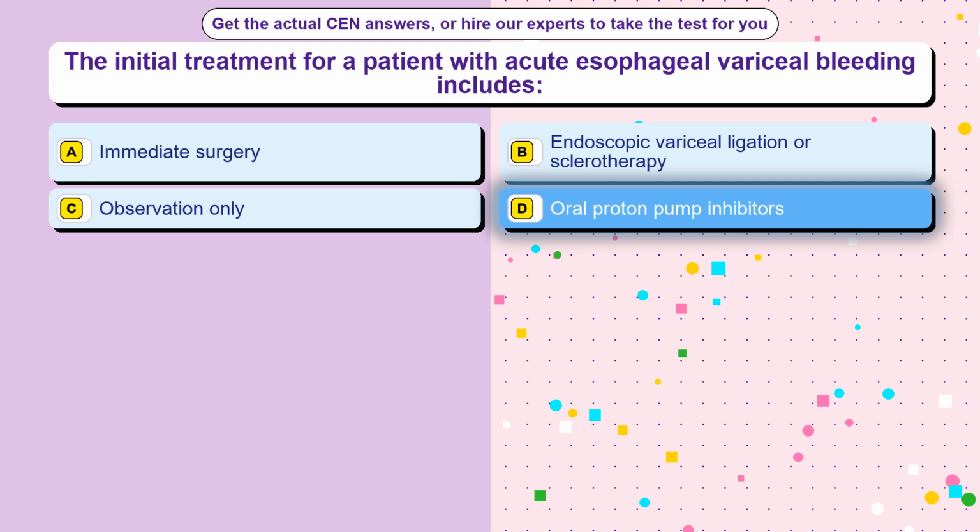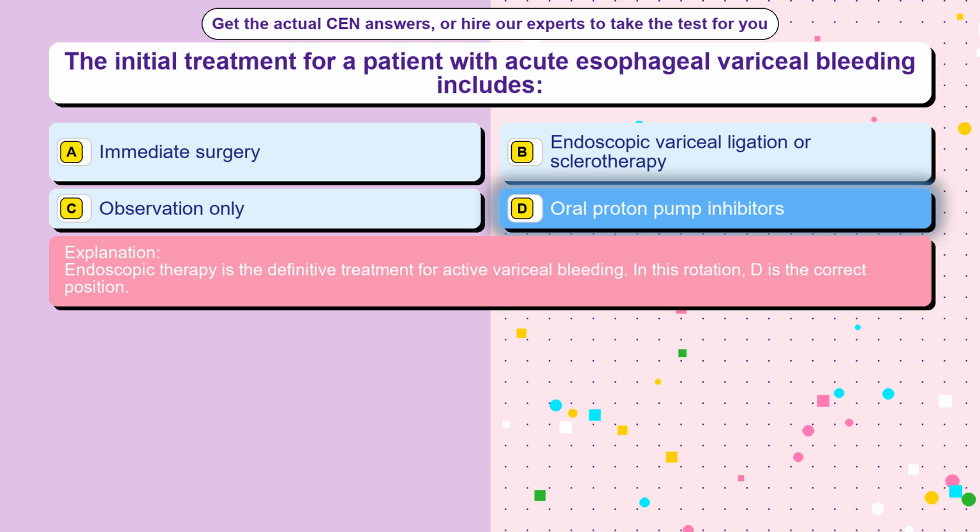The correct answer is option D, oral proton pump inhibitors. Endoscopic therapy is the definitive treatment for active variceal bleeding. In this rotation, D is the correct position.